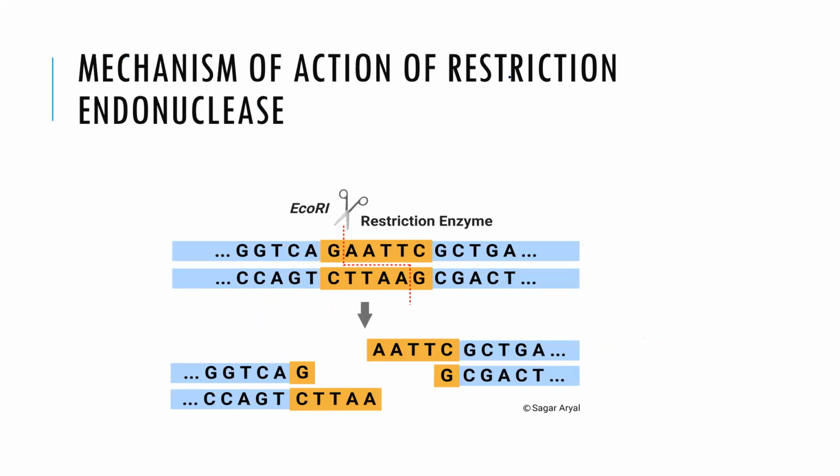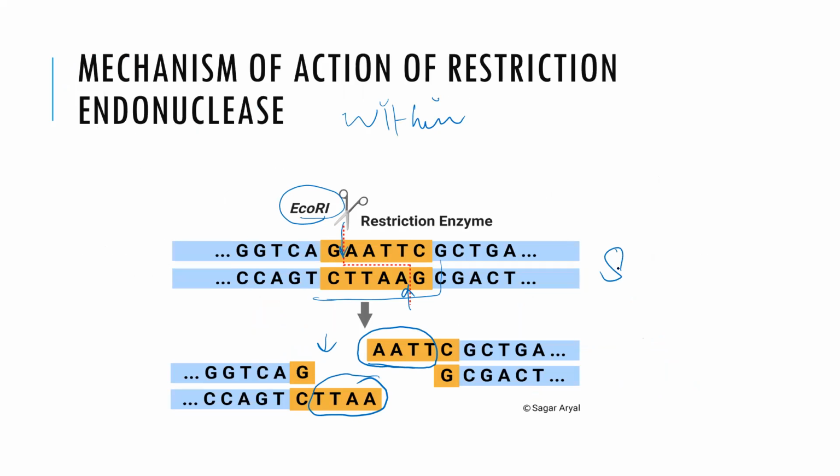The mechanism of action of restriction endonuclease. It will cut within the DNA region. So EcoR1 is this thing. This is the recognition sequence. This particular yellow part is the recognition sequence. So it will cut at this end and at this end. And this is the cut part of EcoR1, and these are referred to as the overhangs. So these are overhangs, and these are referred to as sticky ends.